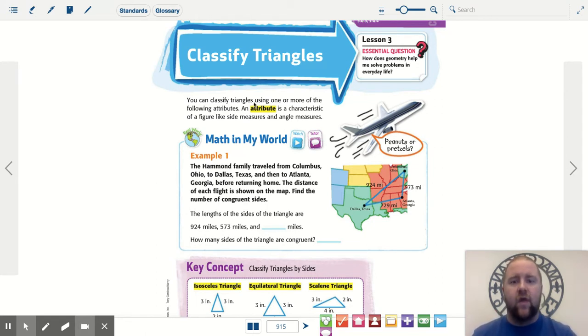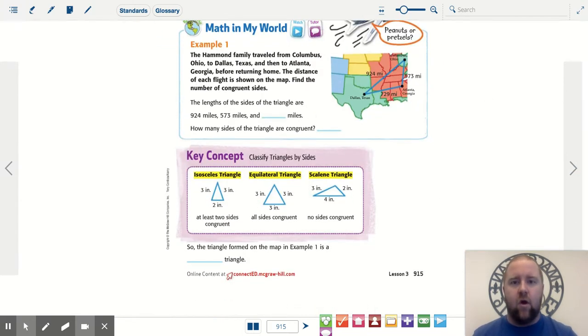One of the key words we're going to be seeing when we do these problems is the word attribute. All an attribute is, is a characteristic. So when you think of character traits, they're like traits for your triangles. The first three we're going to learn about are how we can classify them based on their sides. There are three different ways: an isosceles, an equilateral, or a scalene triangle.